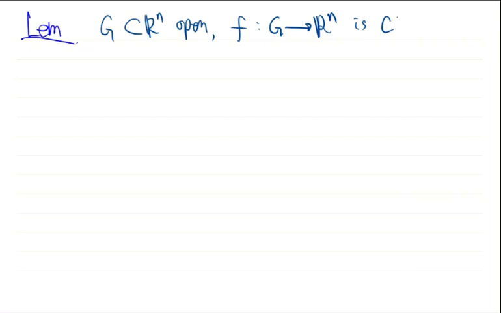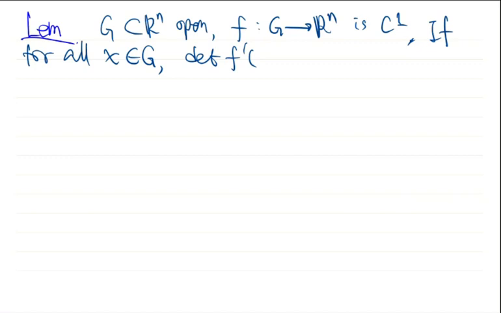So G is an open subset of Rn, and F from G to Rn is C1, continuously differentiable. And the assumption is that for all x in G, the derivative at x is invertible, that is, the Jacobian determinant of F at x is non-zero, then the image of this map is open.